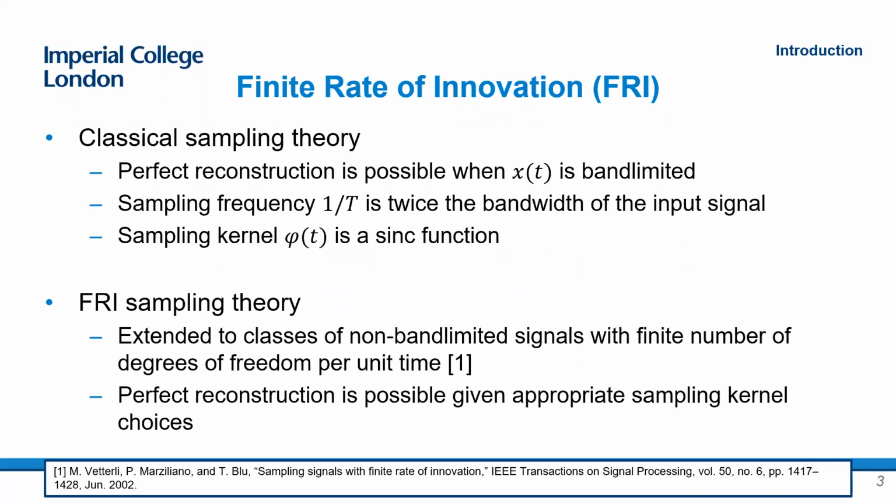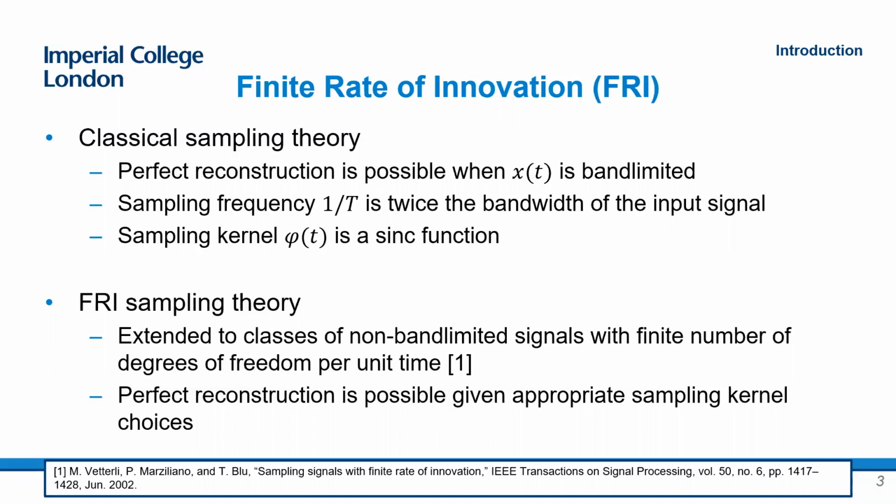Classical sampling theory has shown that perfect reconstruction is possible when the input continuous signal is band-limited and when the sampling frequency is twice the bandwidth of the input signal, and also when the sampling kernel phi is a sinc function. However, this is rarely the case for signals in real life, as we would often deal with time-limited signals, and time-limited signal cannot be band-limited at the same time.